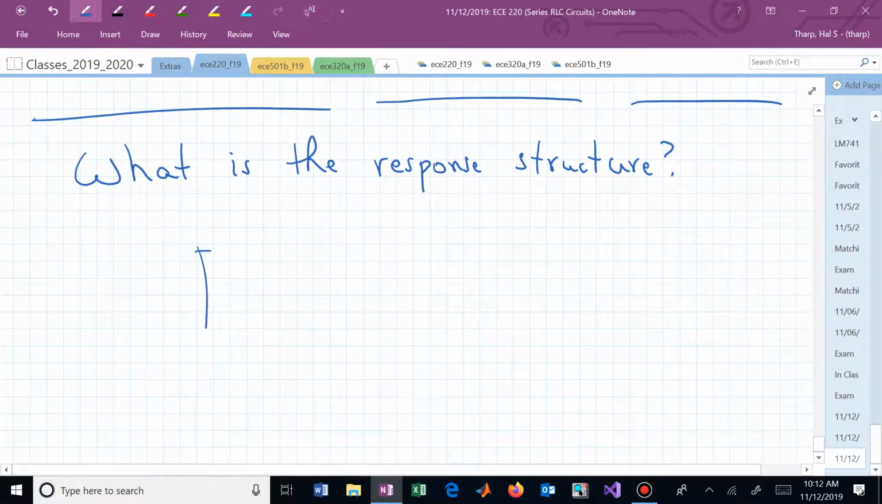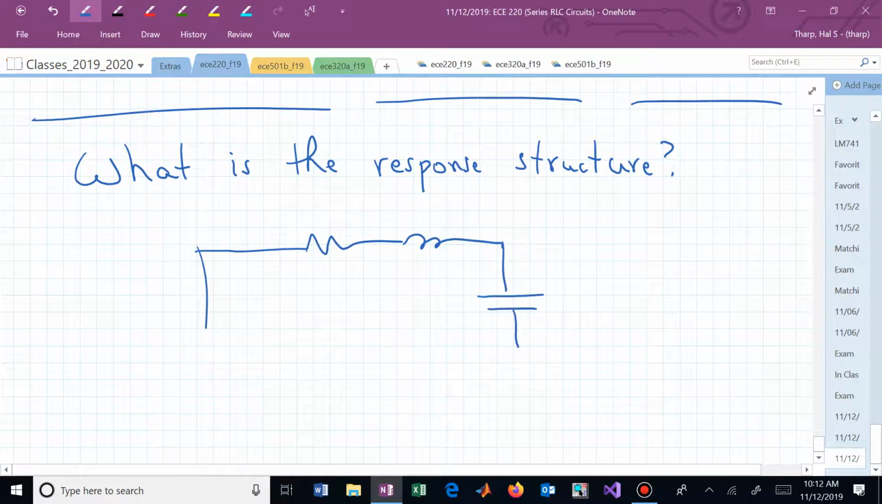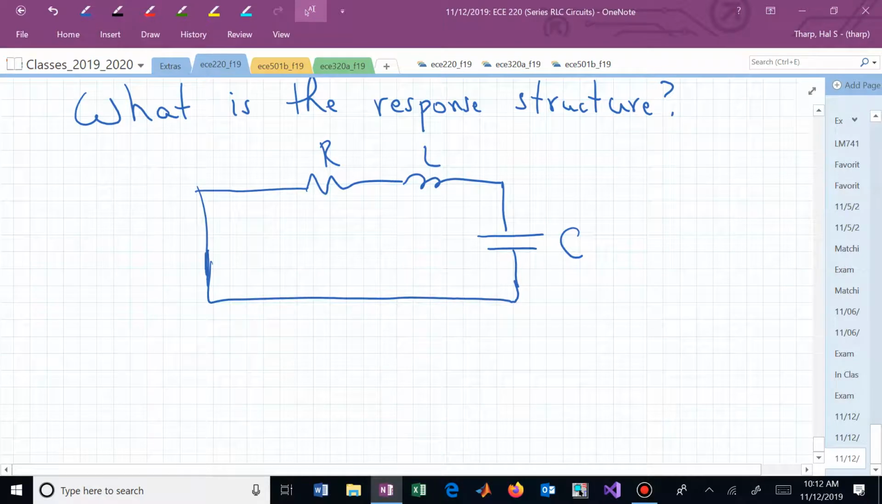First, let me just say we're playing with this circuit. And what's the key word now? Series or parallel? Series. So now we're using that characteristic equation that we've derived for the series circuit.